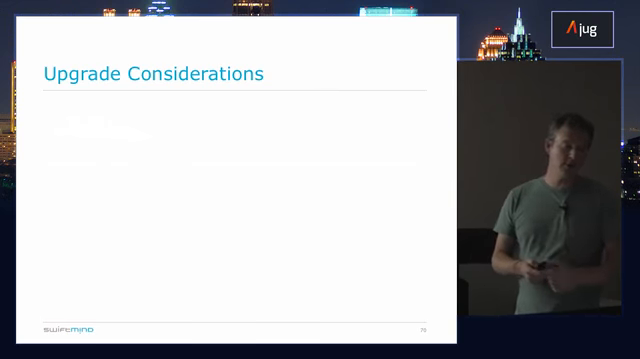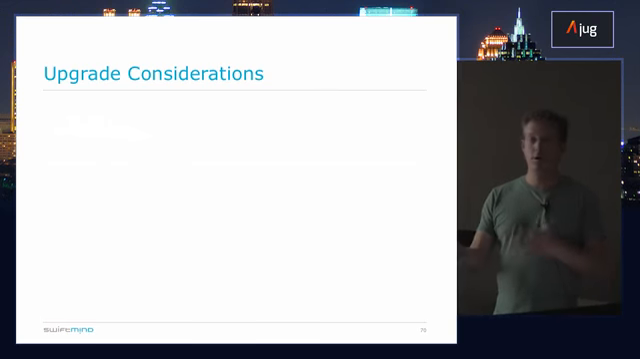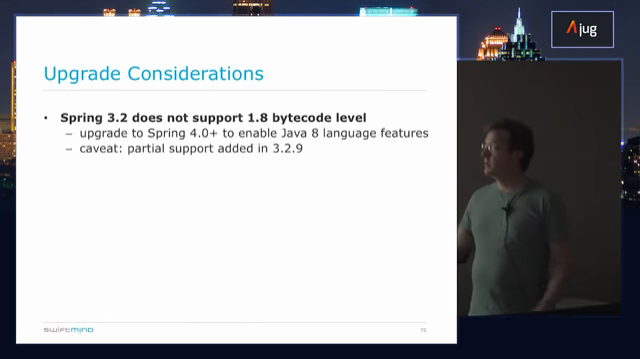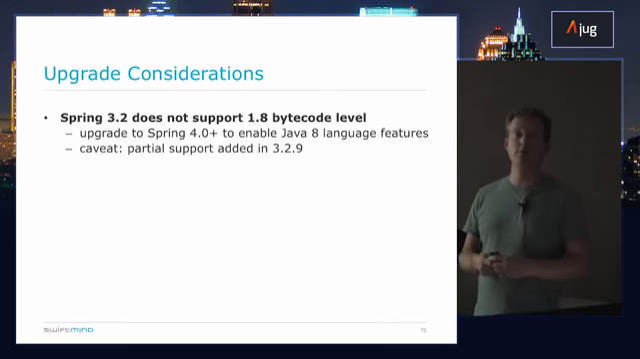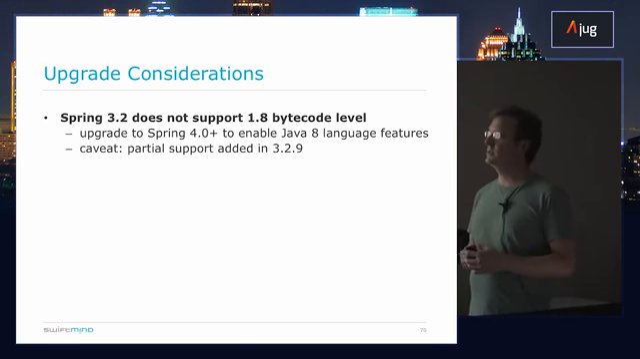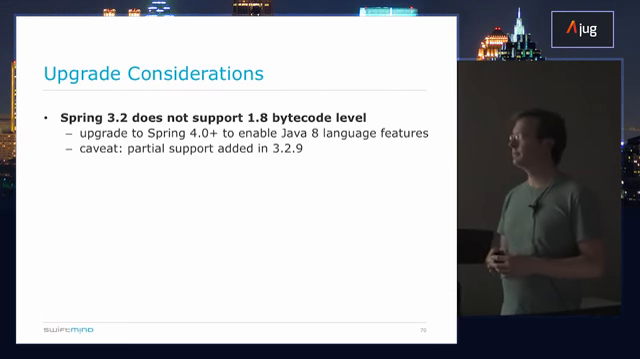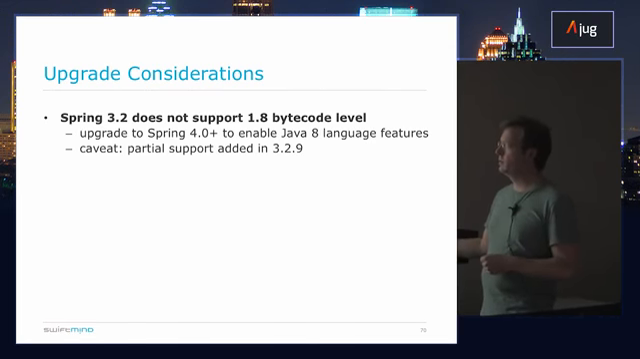In closing, a few notes about upgrade considerations if you're on the 3.x timeline now or looking at 4.0 and 4.1. First up, Spring 3.2 does not support the 1.8 bytecode level, so it's just not going to work. The reason is for things like bytecode inspection with things like ASM and CGLIB. So if you want to have full Java 8 support, you need to upgrade to Spring 4.0 or higher.